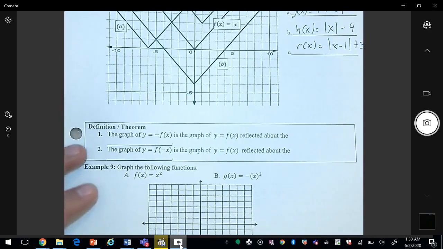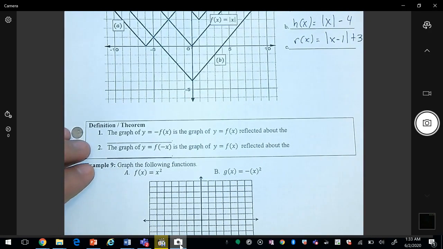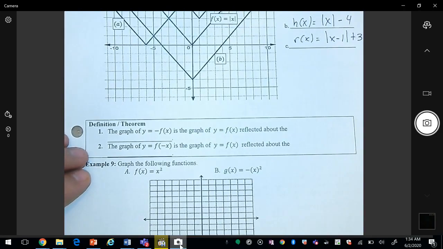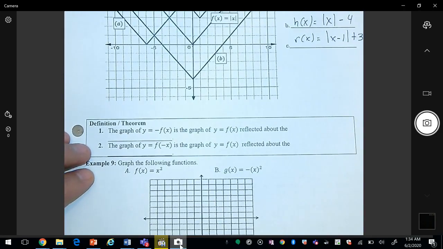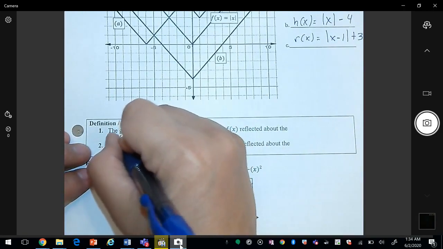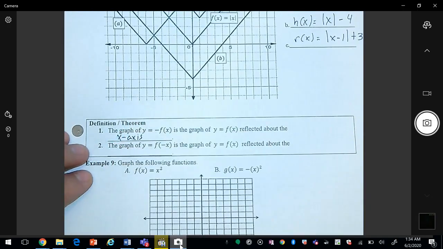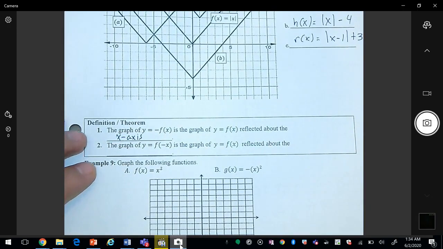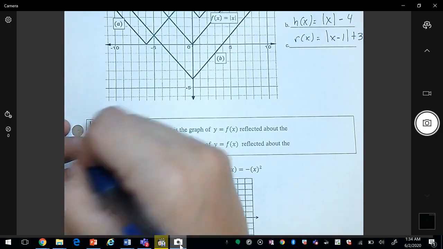The next part: the graph of y equals negative f of x is the graph of y equals f of x reflected about the x-axis. And the graph of y equals f of negative x is the graph of y equals f of x reflected about the y-axis.